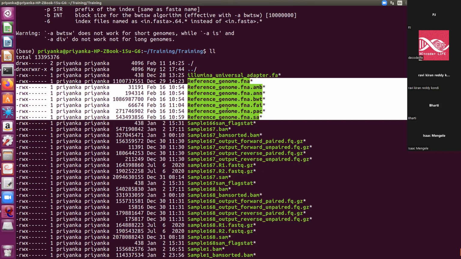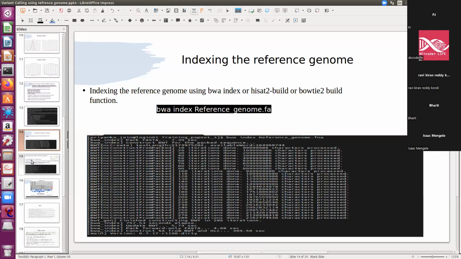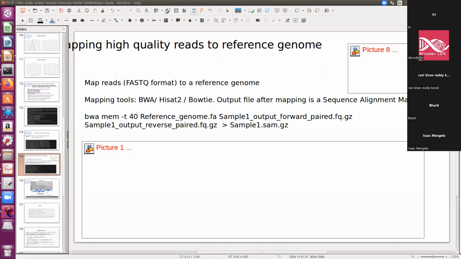Before alignment, I want to ask you, do you understand what is alignment? I feel I should explain you.